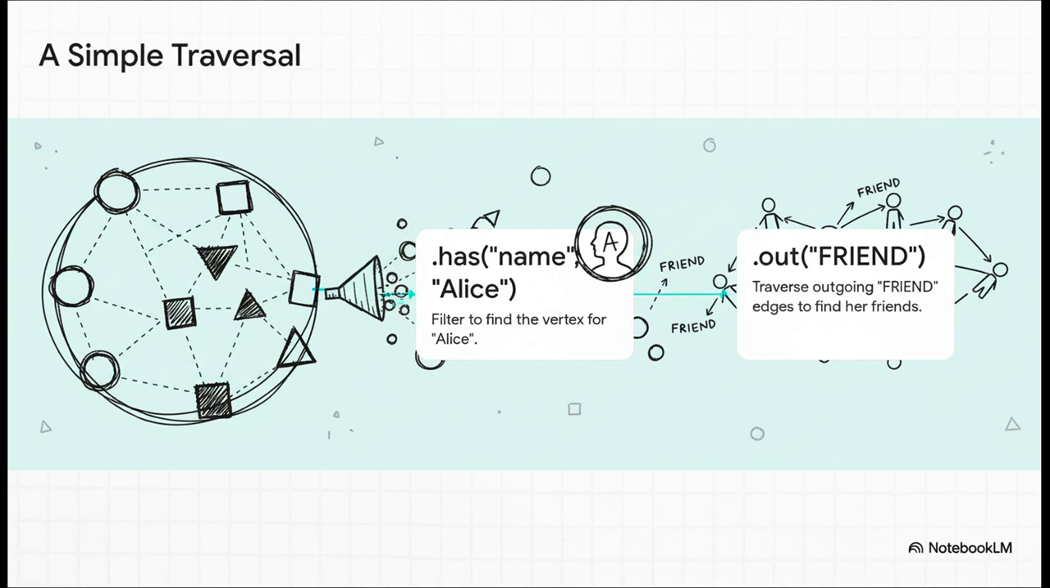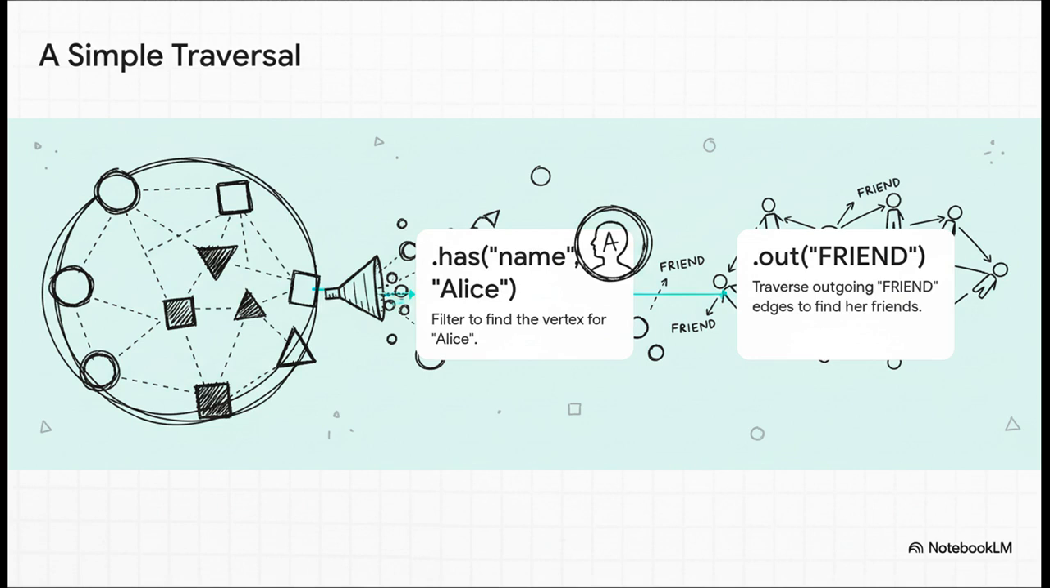A query might start with g.V. That's like opening the floodgates and pouring all the vertices, every person, place, or thing in your data, into the pipeline. The next step, .has('name', 'Alice'), acts like a filter. It narrows that massive stream down to just one person, Alice. And finally, .out('friend') tells Gremlin, okay, from Alice, walk along all the outgoing friend connections.